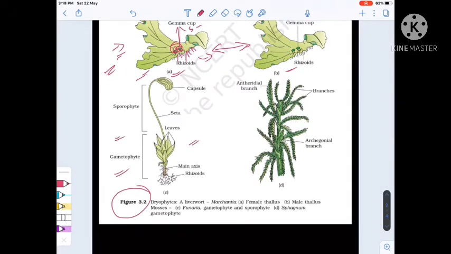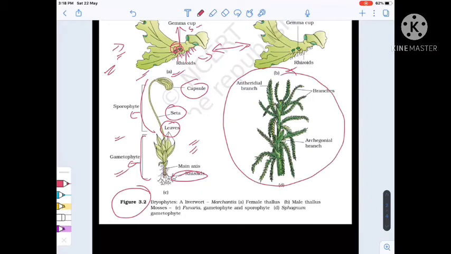Here this is Funaria. In mosses, these are the rhizoids, then these are the leaf-like structures, and these are the seta, capsule and foot. This portion is the sporophyte and this is the gametophyte, a haplodiplontic life cycle, remember. And this is Sphagnum. In Sphagnum, the important parts are the archegonial branch and the antheridial branch. So keep in mind.